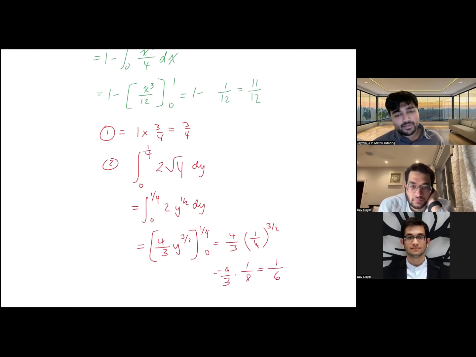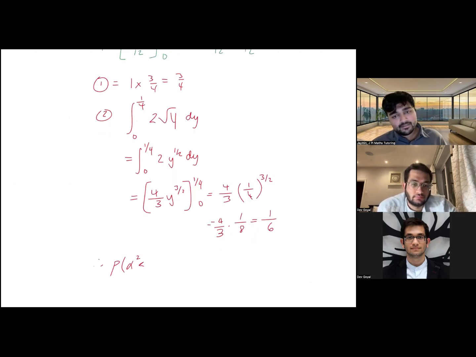And so therefore the total area, this probability that alpha squared is less than 4 beta, is equal to 3/4 plus 1/6, which is 9/12 plus 2/12, which is the same as before, 11/12.